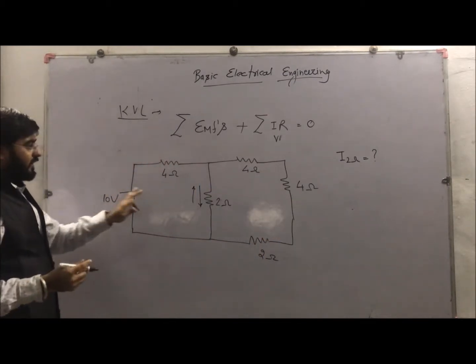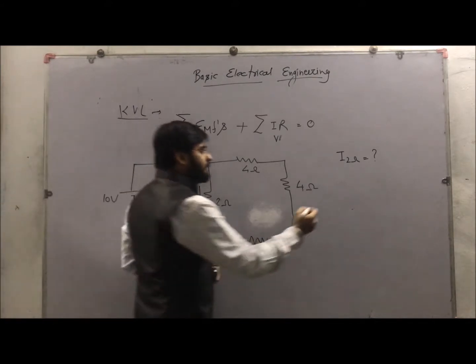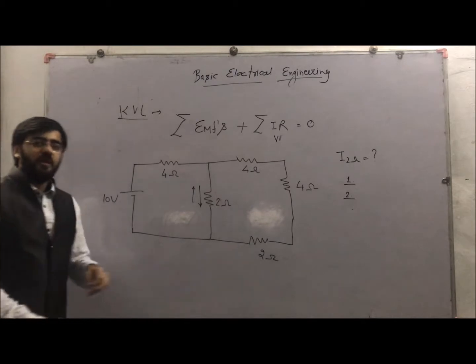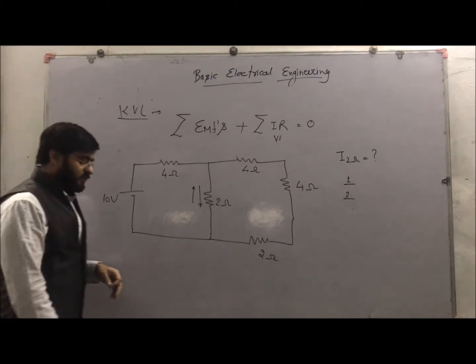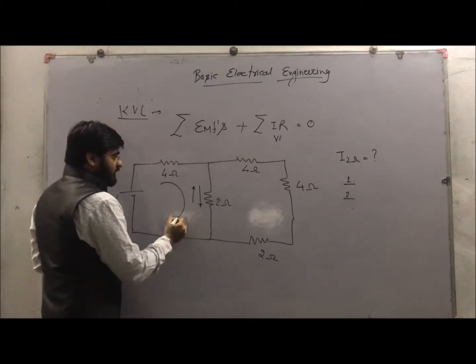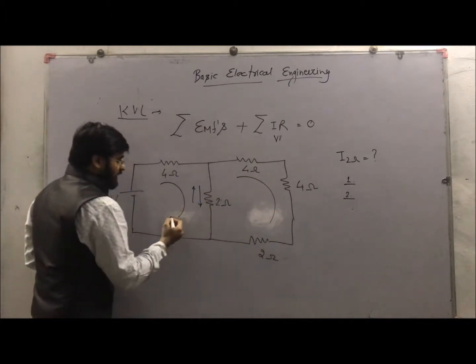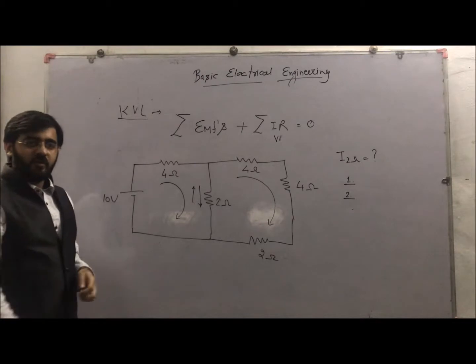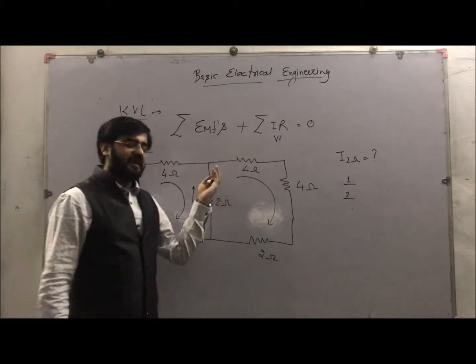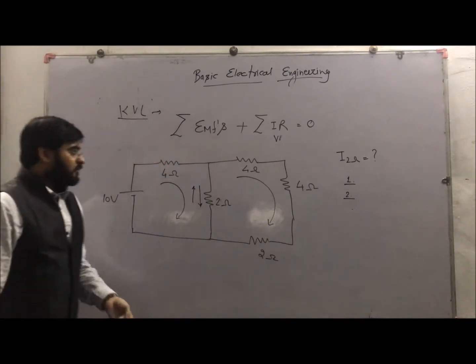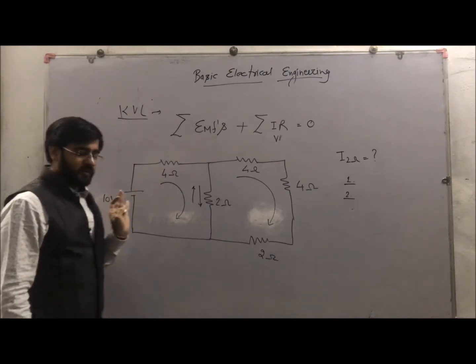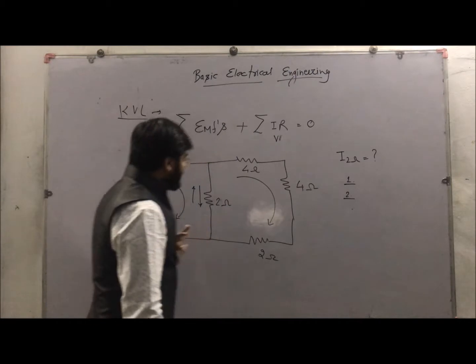First step, you have to identify the meshes. This is completed. Step number 2 is you have to identify the current direction. So you can identify the current direction like this. That means clockwise direction. You can also take anti-clockwise direction like this, but the answer is the same. No matter, you can choose clockwise or anti-clockwise. This is not a concern. This is the second step.